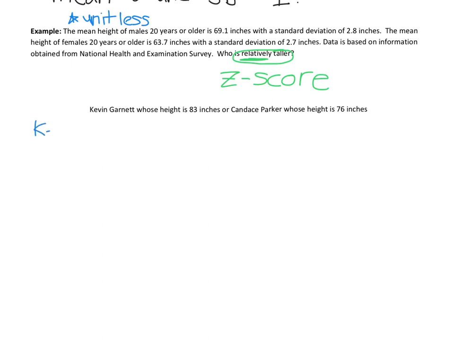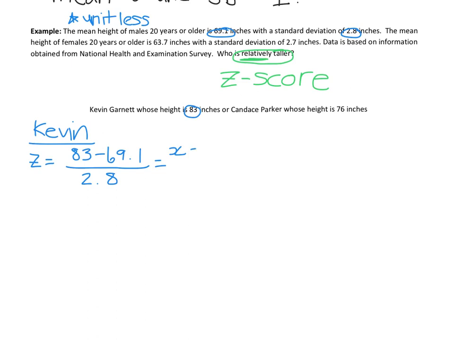So here's Kevin. We'll do Kevin first. Kevin's z-score is the observation minus the mean height for men, 69.1, and then we divide by the standard deviation. This is going to tell us how many standard deviations above the mean Kevin is. Again, that's your formula for the z-score in case you're wondering where that's coming from.